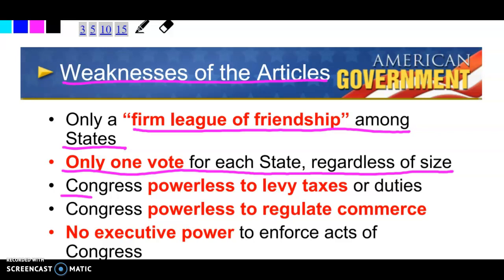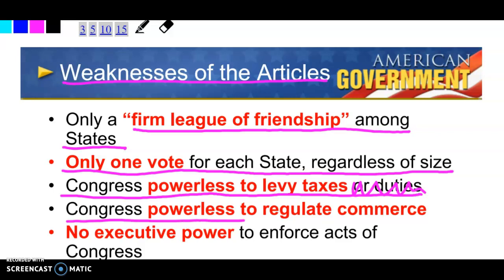Another reason was that Congress was powerless to levy taxes. Congress was powerless to levy taxes. They could not raise taxes. They could not lower taxes. The states ran their own taxes at this time.